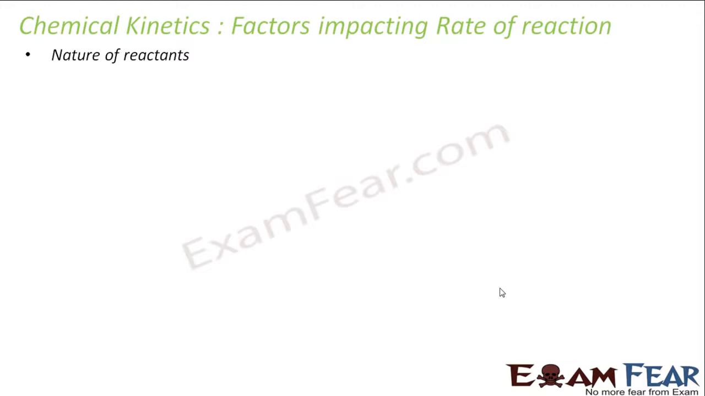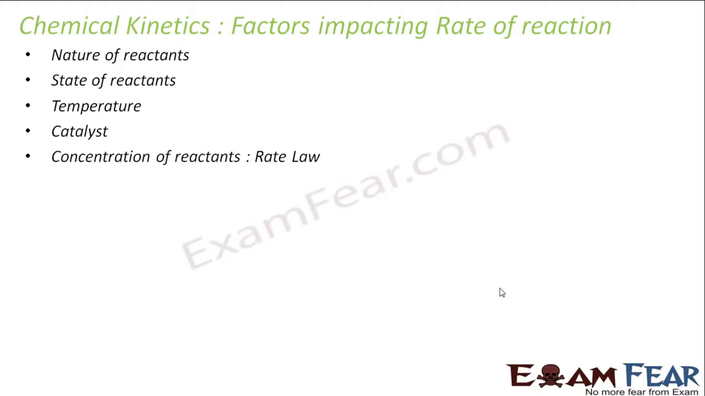The first factor is the nature of the reactants. The next is the state of reactants. Third is temperature. Fourth is catalyst. Fifth is concentration of the reactants, and there's a law given to explain that. This is called the rate law. We'll understand all these factors in detail now.